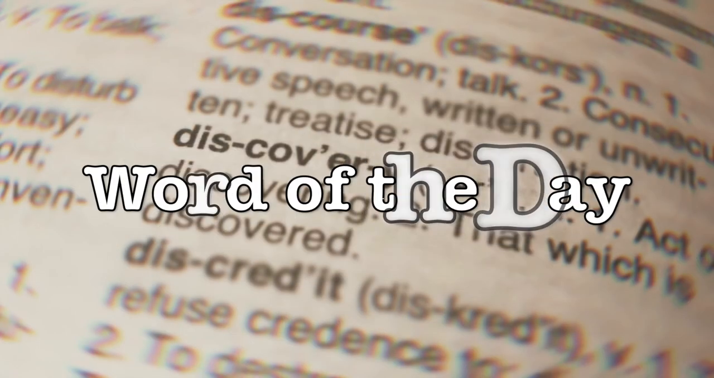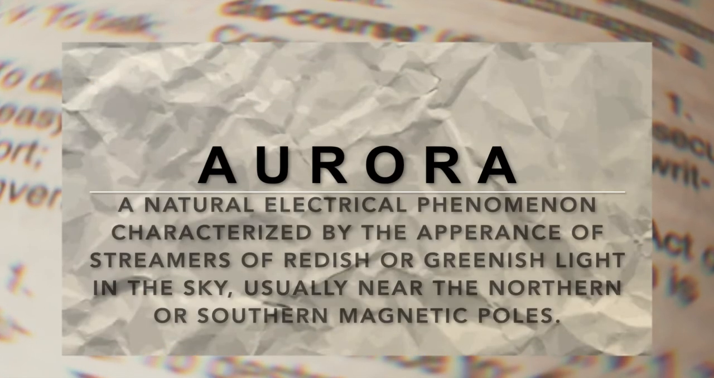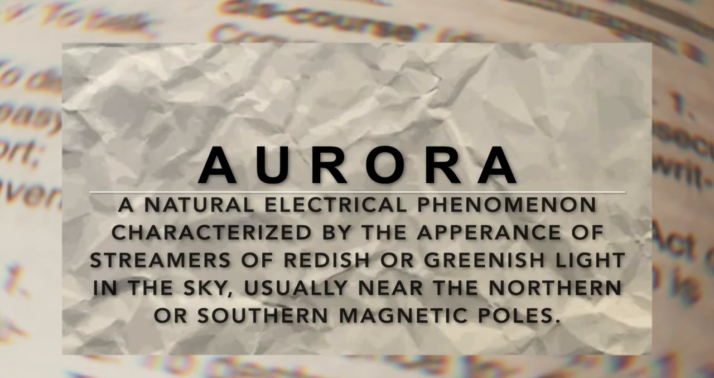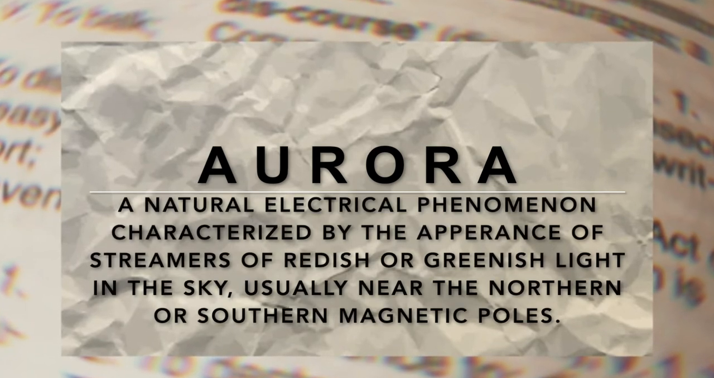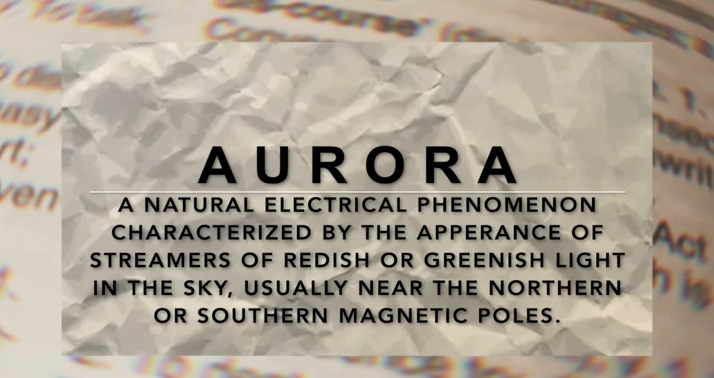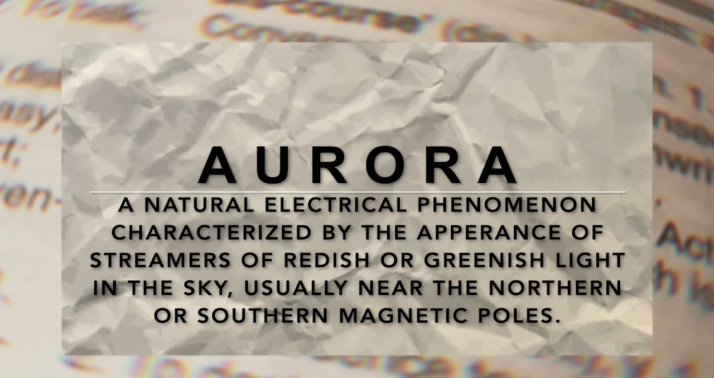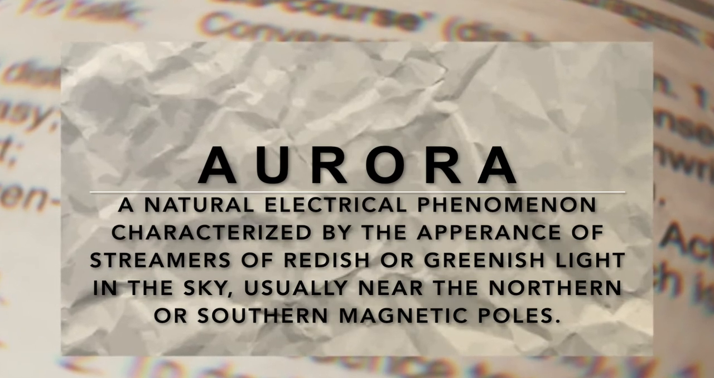And now for the word of the day. Today's word is aurora. It's a noun. It means a natural electrical phenomenon characterized by the appearance of streamers of reddish or greenish light in the sky, usually near the northern or southern magnetic poles.